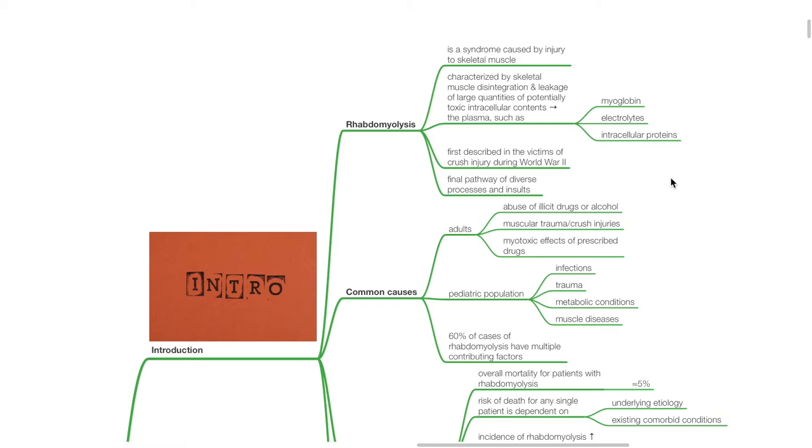Common causes in adults include abuse of illicit drugs or alcohol, muscular trauma, crush injuries, and myotoxic effects of prescribed drugs. In a pediatric population, common causes include infections, trauma, metabolic conditions, and muscle diseases. 60% of cases of rhabdomyolysis have multiple contributing factors.